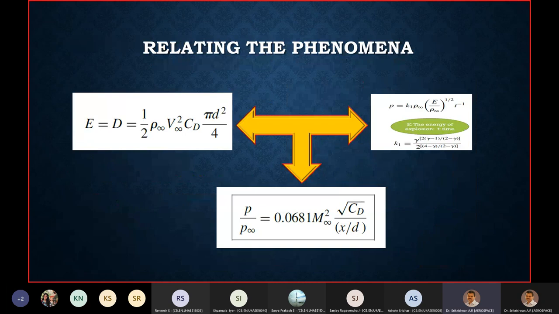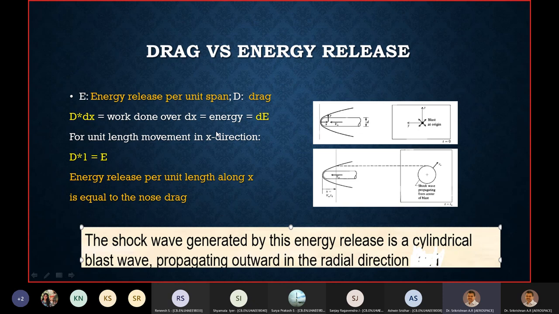And that is not too complex, because the energy release, if you consider an area over which it is being released, you can relate that easily to the work. Energy basically is equivalent to work. And if you consider it over a given length, then the energy can be considered to be moving in the radial direction. Now, our interest is in the pressure distribution, which can be related to the drag, or vice versa. Drag can be attributed to the pressure distribution.